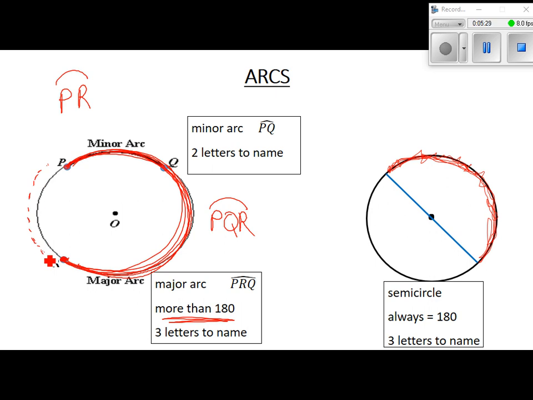So major arcs are more than 180 degrees, minor arcs are less than 180 degrees. Minor arcs use 2 letters to name them, major arcs use 3 letters to name them.